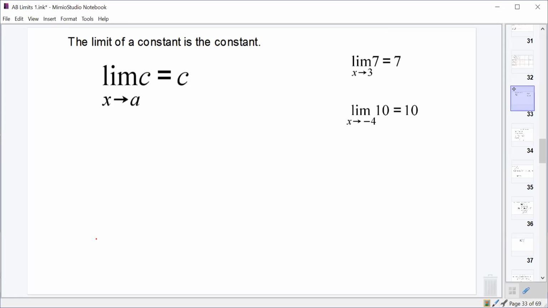So the first rule is the limit of a constant is the constant. If I'm looking for the limit as x approaches any number a of some constant, it's always the constant. The limit as x approaches 3 of 7 is 7. The limit as x approaches -4 of 10 is 10. The limit as x approaches pi of 1,000 is 1,000. Nothing tricky about it. It doesn't matter what value you're approaching. If it's just a constant, the answer is just that constant. Everybody good there?